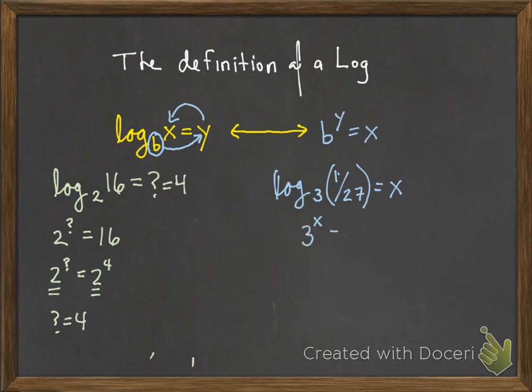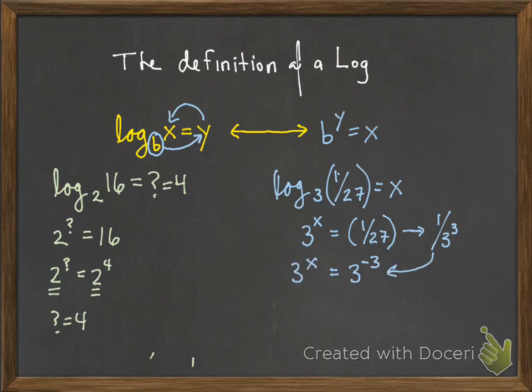3 to the x power equals 1/27. Well, how am I going to get 3 to the x looking like 1/27? I know that 1/27 can be rewritten as 1 over 3 to the 3rd power. And using the definition of negative exponents, I can send the 3 to the 3rd power up top by just making the exponent negative. So we're rewriting this as this.